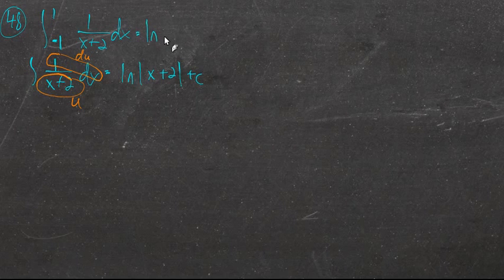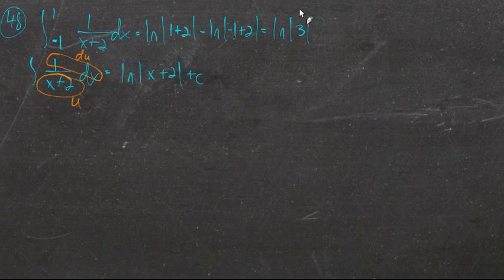So we have the natural log of the absolute value of 1 plus 2, minus the natural log of the absolute value of -1 plus 2. This is the natural log of 3. I don't even really need to put absolute value there. 3 is positive, so we don't need to take the absolute value. Minus the natural log of 1. The natural log of 1 is 0. So we get the natural log of 3.